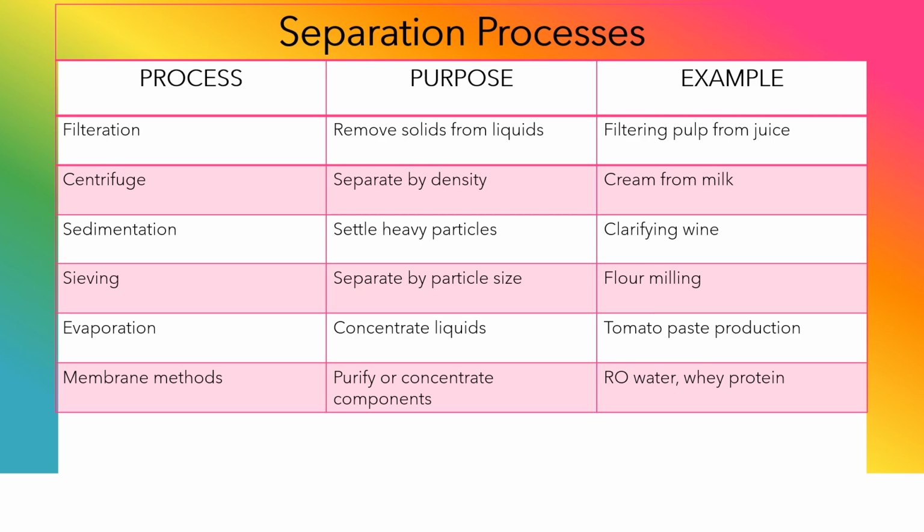Next is evaporation, that means removing water by heating to concentrate food. For example, tomato paste production. And the last one is membrane method, also known as ultrafiltration or reverse osmosis, that means using a semi-permeable membrane to separate molecules by size. For example, RO water or whey protein.